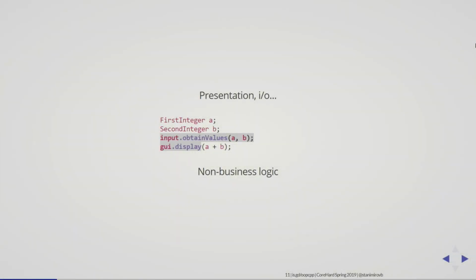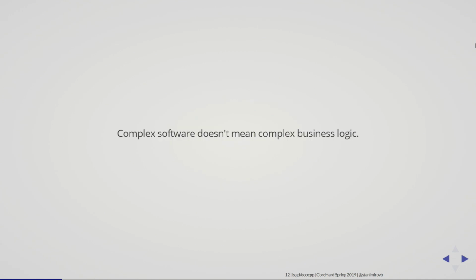And there are parts of the program which are not business logic. They can be I/O, presentation, they can be optimizations. But the important thing here is that software is basically split into a business logic part and a not business logic part. And certain pieces of software are pretty complex. But a complex piece of software doesn't necessarily mean complex business logic.